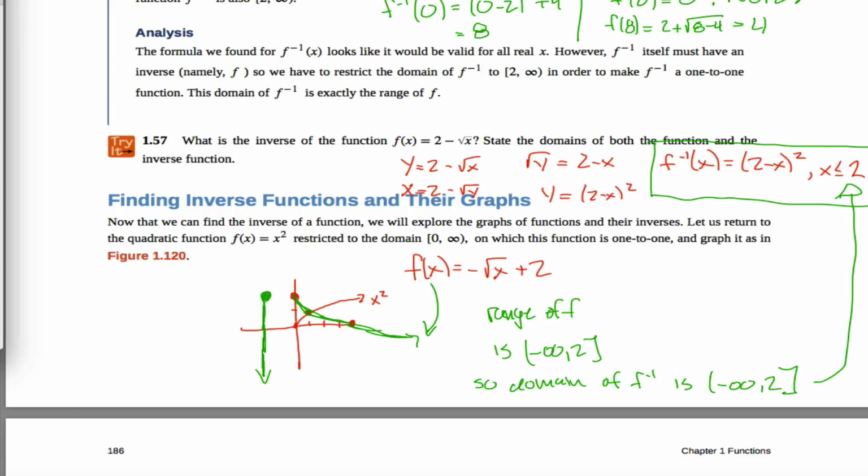One last thing, I don't know how relevant it is, but your book asks you to state the domain of both the function and the inverse function. Stating the domain of the inverse function is super important. That's what I did right here. Stating the domain of the function, sure, I guess I can do that. I don't know how relevant it is in terms of the inverse function, but just FYI, since we're here, the domain of f is all numbers greater than or equal to 0.